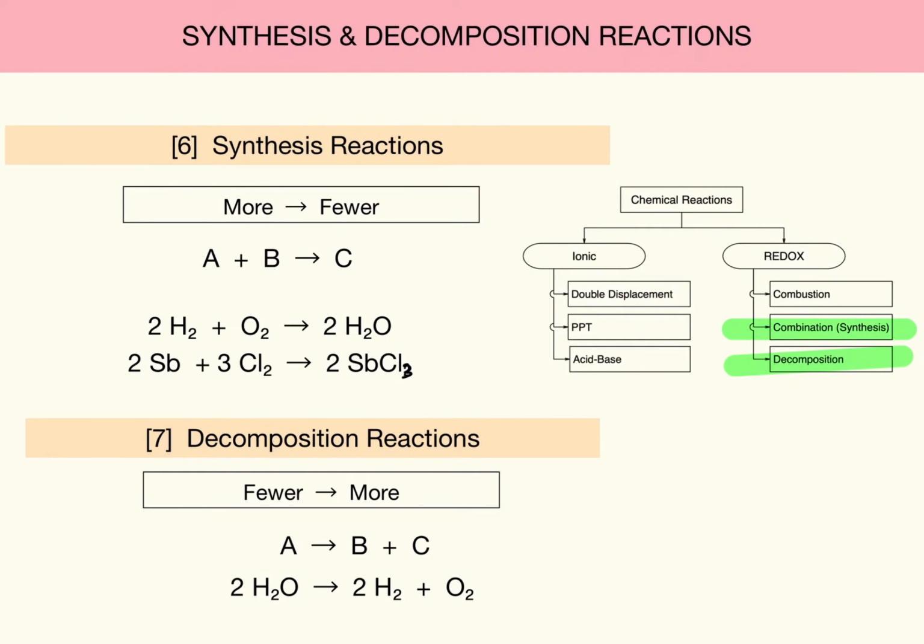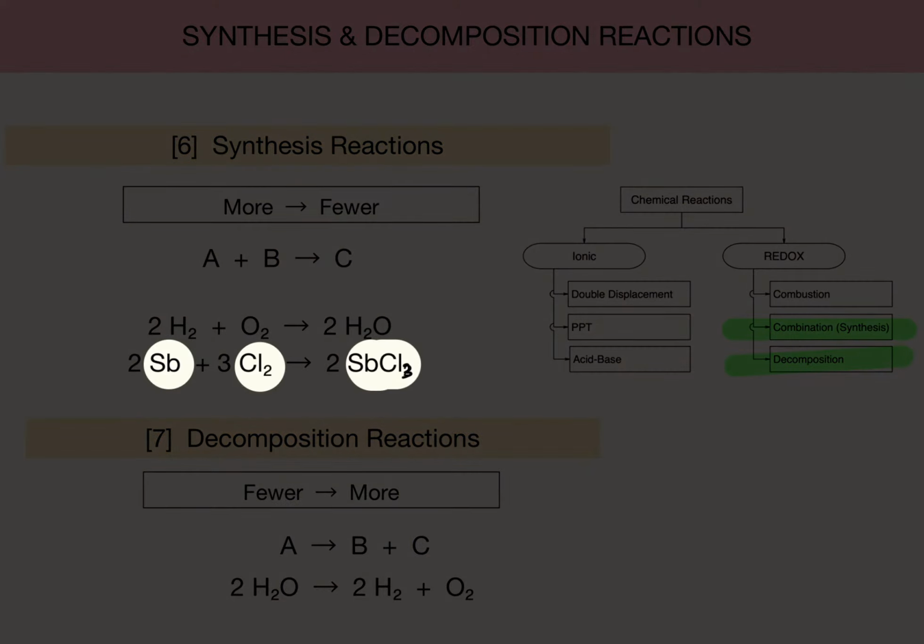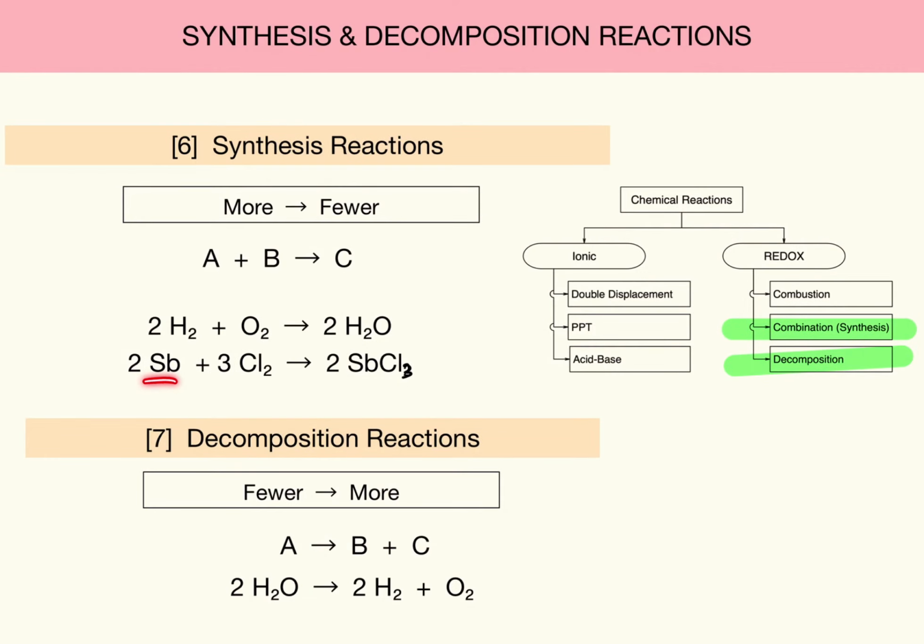A quick disclaimer here, we're not counting individual molecules. This would not be 3 things going to 2 things. We're not counting individual molecules or atoms. We're counting chemical species as a total. And here, in the second example, you can see 2 things are going to 1 thing. Antimony and chlorine are going to antimony trichloride. That's synthesis.